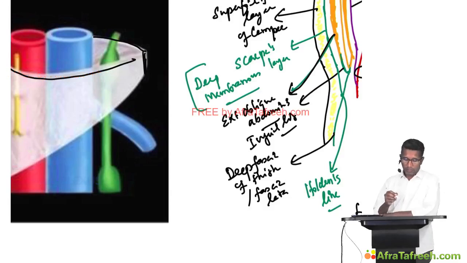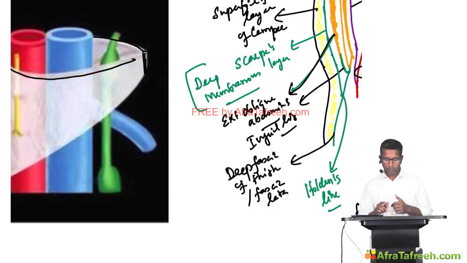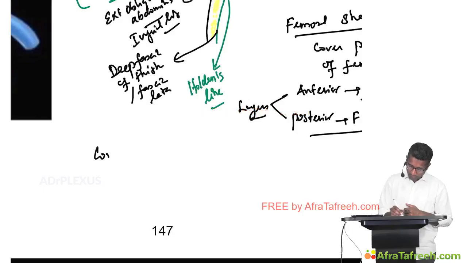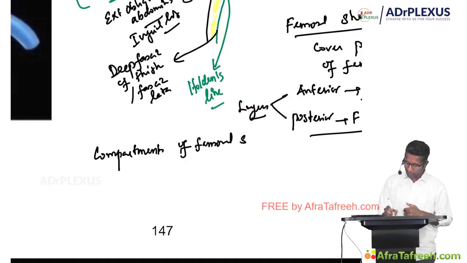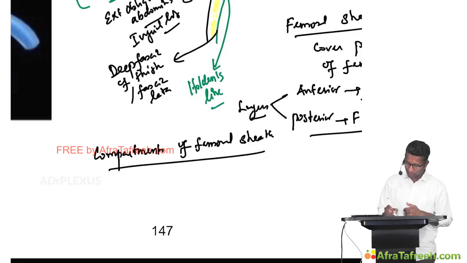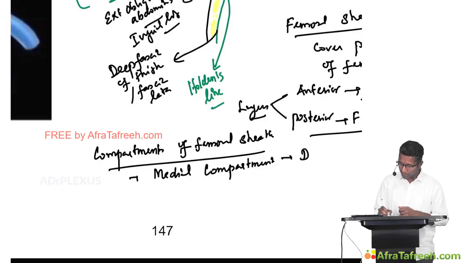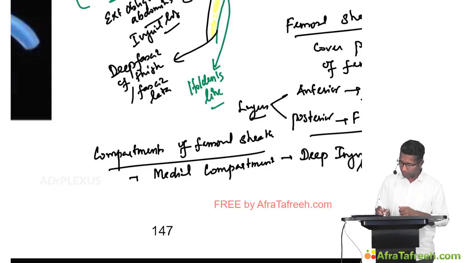Now within the femoral sheath you have certain compartments. What are all the compartments in the femoral sheath? The compartments of the femoral sheath are 3 in number. One is called the medial compartment. The medial compartment is where you get the deep inguinal lymph node.